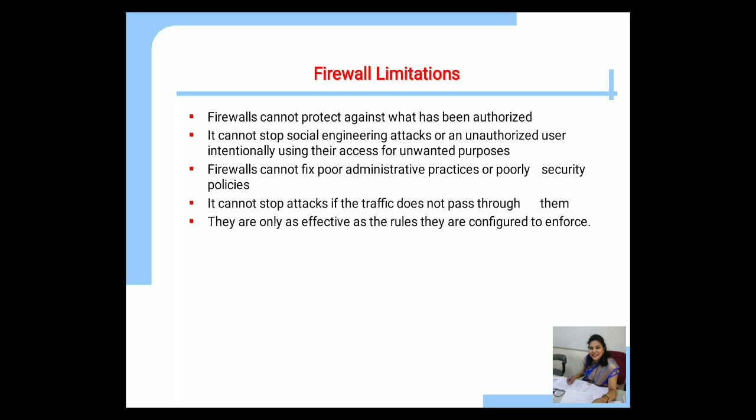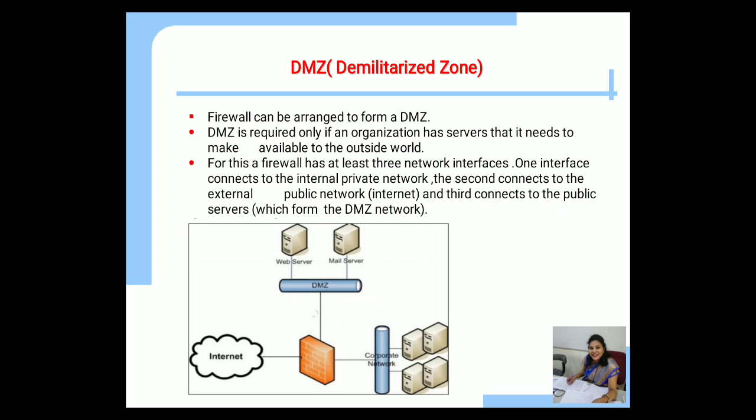A firewall cannot fix poor administrative practices or poorly secured policies. Also, it cannot stop an attack if the traffic does not pass through it. So, if we want the security of the firewall, we have to pass the traffic through the firewall only. Firewalls are only as effective as the rules are configured and enforced. We have to change the rules continuously to keep the firewall effective. If there is no proper management or configuration of the firewall, then there is no use. So these are all the limitations of the firewall.